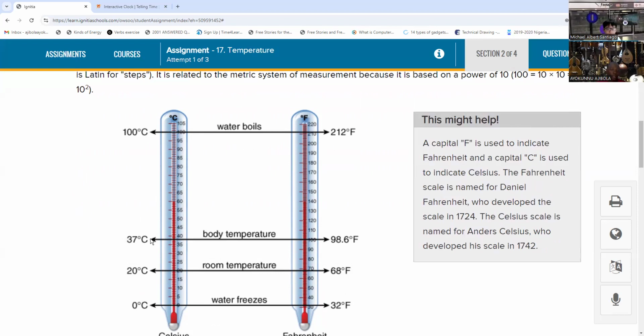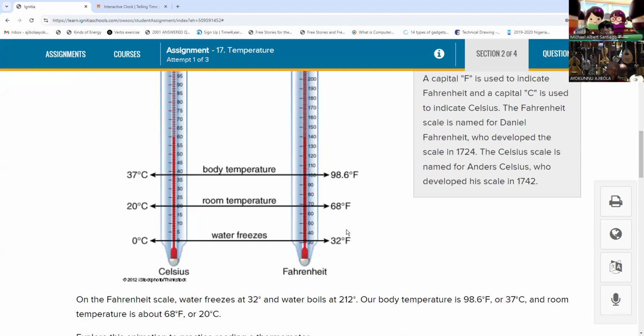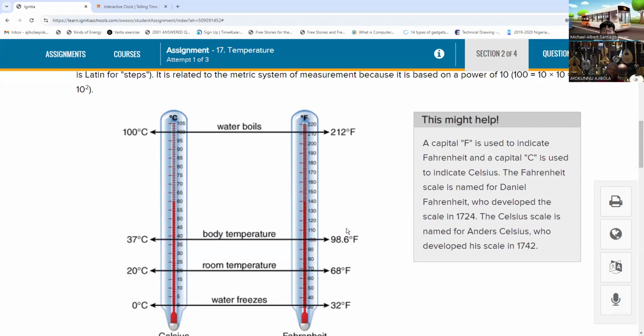The temperature at 37 degrees C, body temperature, is going to be 98.6 Fahrenheit. Then 20 degrees C, room temperature, is going to be 68 degrees Fahrenheit. Water freezes at 0 degrees Celsius, which is 32 degrees Fahrenheit. So you need to take note of this conversion between degrees Celsius and Fahrenheit, okay?